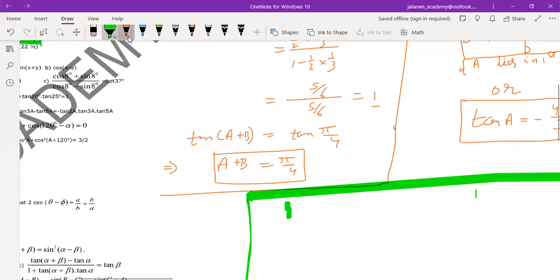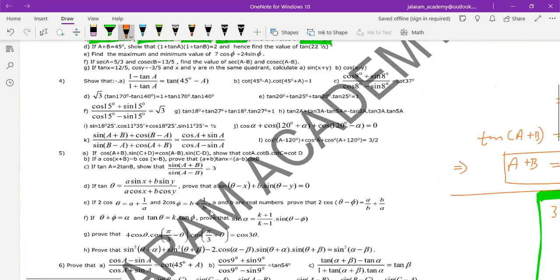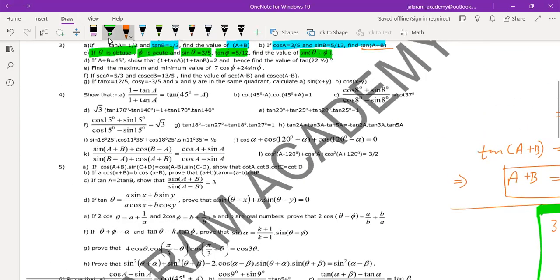So let's now discuss question number 3D. If a plus b equals 45 degree, show that (1 plus tan a) into (1 plus tan b) equals 2. This is the first part. First complete this one only.